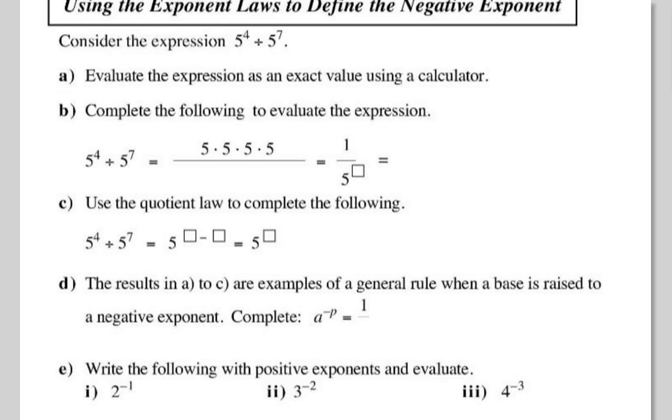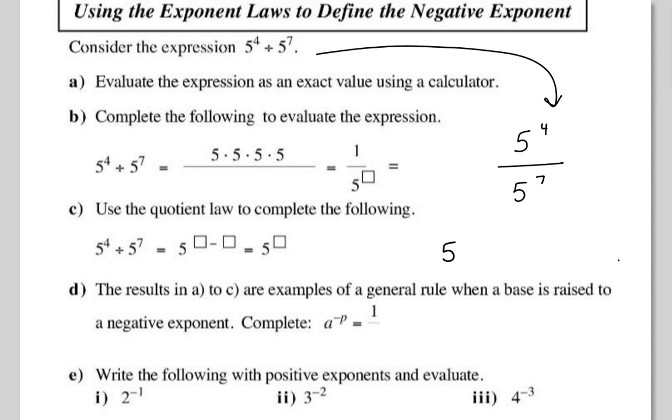Okay, let's take a look at 5 to the 4 divided by 5 to the 7. So my exponent law rule says I have to take the first power and subtract the second power. And 4 take away 7 is -3. That's what my rule says. That's my rule. But do I understand what it means?